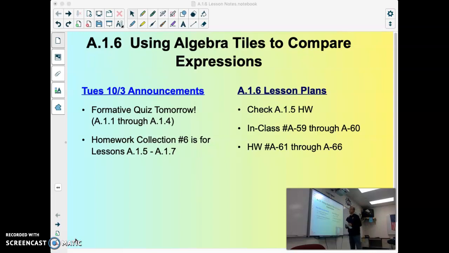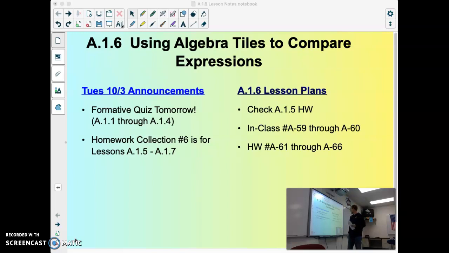So again, tomorrow, since today is Tuesday, Wednesday, we have a formative quiz on all the stuff from the appendix we've covered so far, so A1.1 through A1.4. This Friday, we've got our homework collection for A1.5 through A1.7. So be on the lookout for all that stuff. Make sure you're checking this learning tomorrow so you can take that quiz.